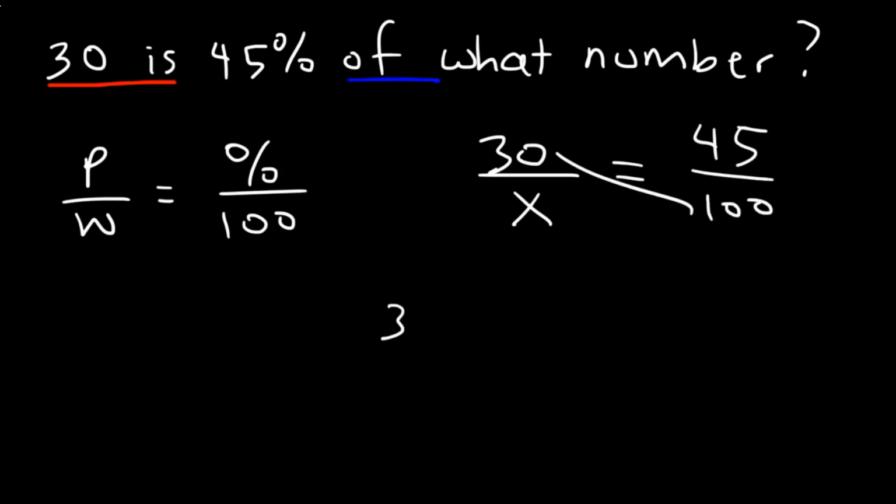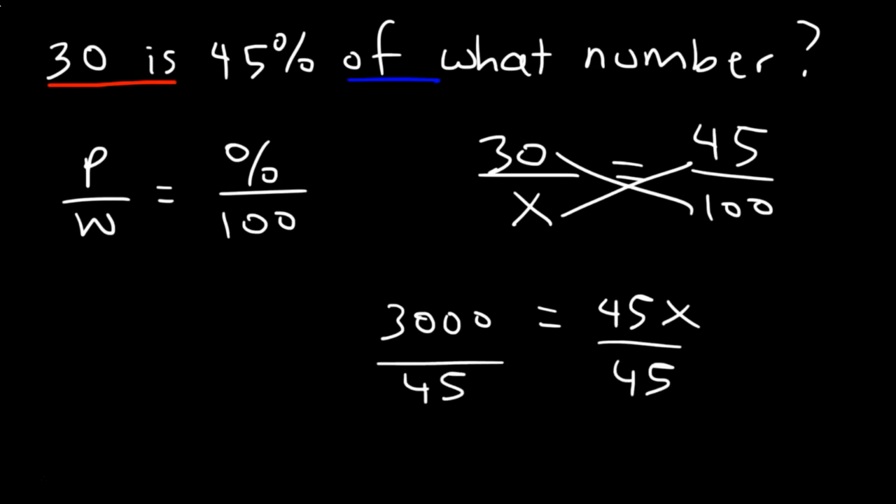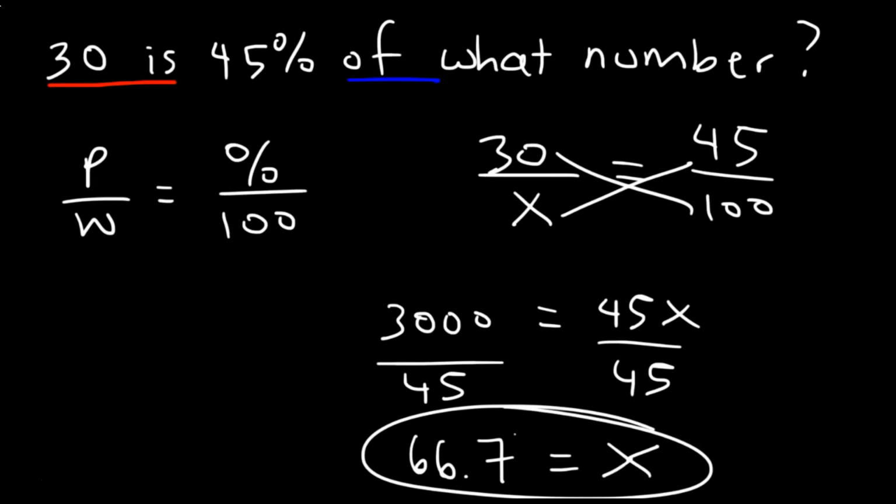So let's cross multiply. 30 times 100 is 3,000. X times 45 is 45x. So let's divide both sides by 45. 3,000 divided by 45 is 66.7. So that's basically the value of x. So that's the base. So 30 is 45% of 66.7.